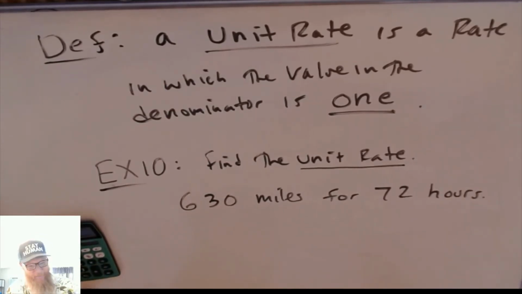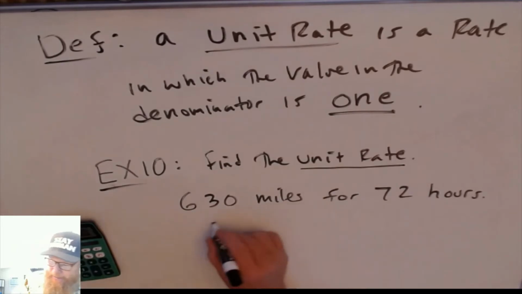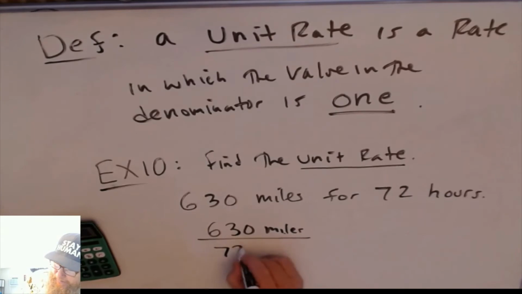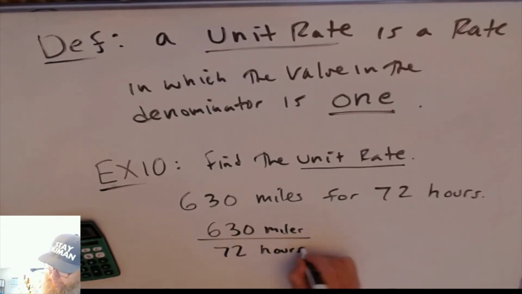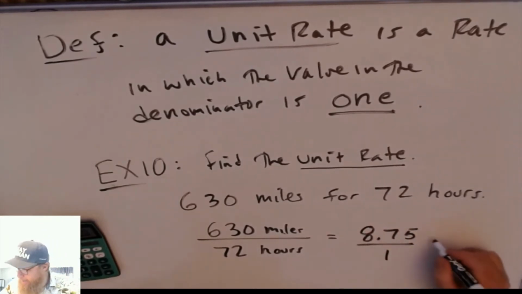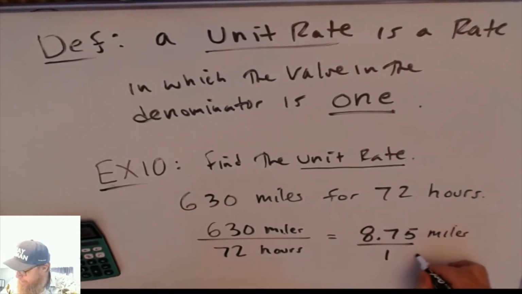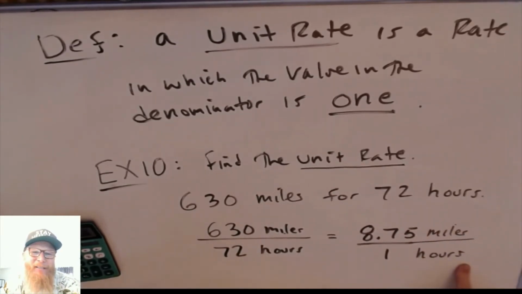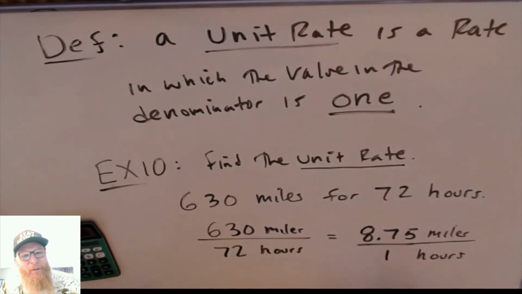630 divided by 72. 630 miles divided by 72 hours is 8.75 over 1, miles in 1 hour. Now, I know it sounds silly to say 1 hours. Makes it sound like you're 5. But unfortunately, with the spelling and typing, you do have to say hours, but most of us would just say miles per hour.